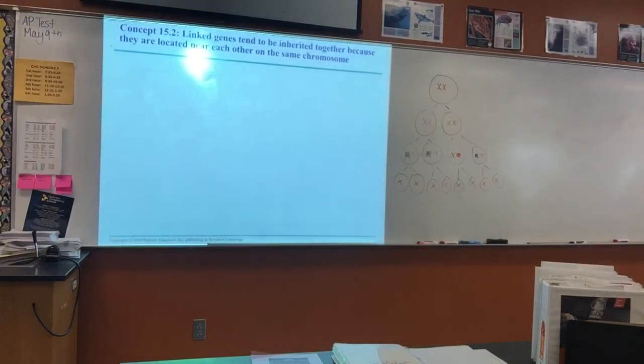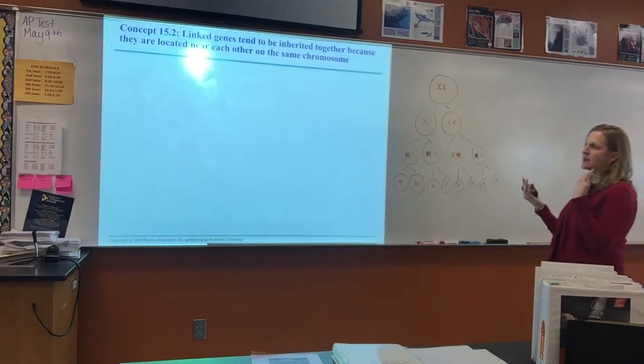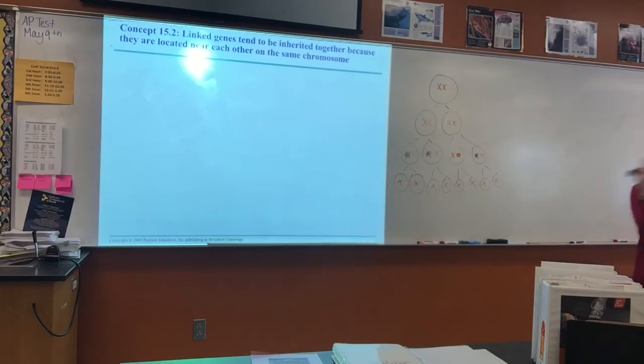So 15.2 is about what we call linked genes. And so this is just another concept that Morgan, the fruit fly guy, came up with. What we've talked about so far with Morgan is he discovered that genes are located on particular chromosomes. Like for instance, he figured out the eye color gene is on the X chromosome. And the second thing is that he figured out that genes can be linked together.